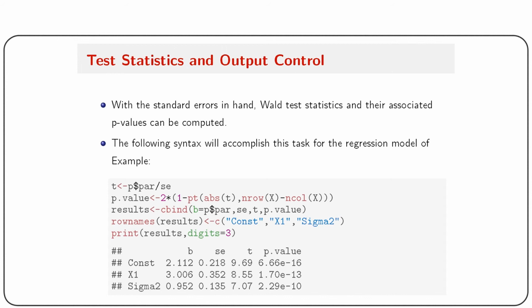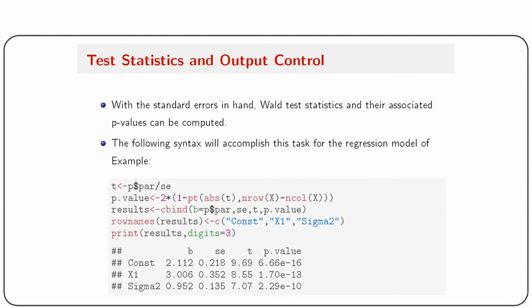So the results equals cbind, where beta equals P dollar par, that is the estimate in that particular list, and then the standard error, then the t statistics, and then the p value that was calculated in the previous line. And then we give the names of those rows as row names of results: the first one is constant, the second one is say x1, and the third one is sigma. Then we can print the results up to 3 digits.